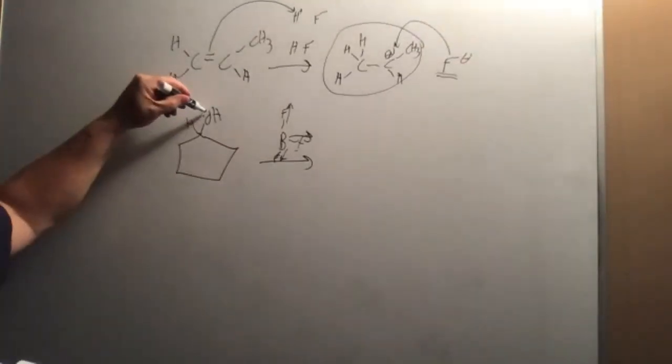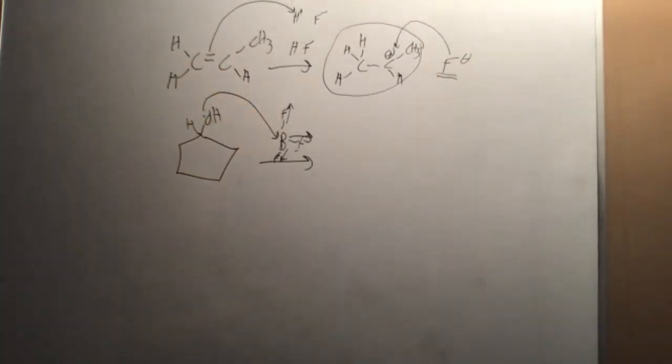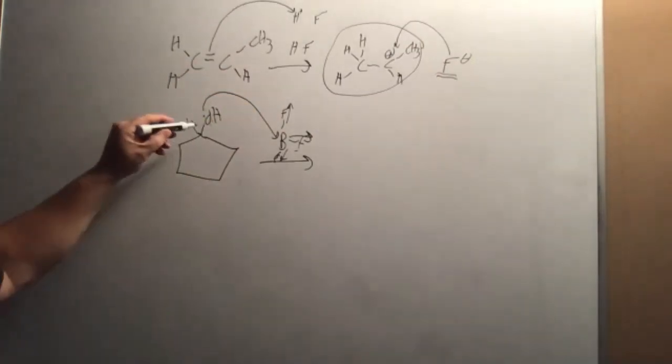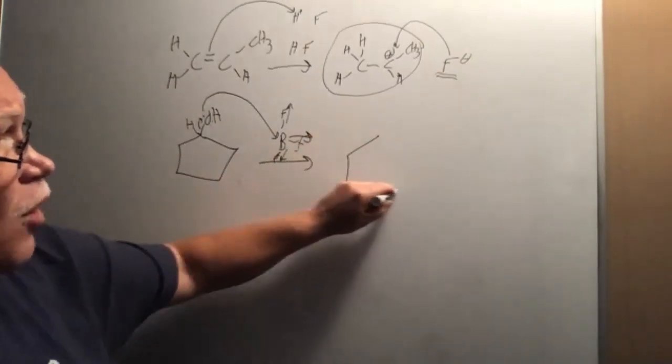Notice the oxygen has lone pairs of electrons and can donate them into there. When that happens, this pair of electrons goes back, and notice what we form.